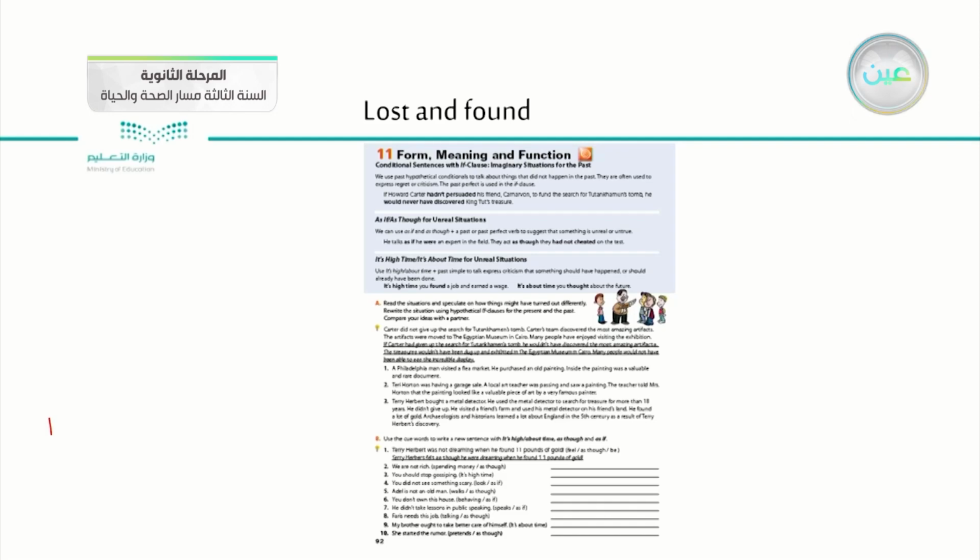Today we have the 11th skill or the 11th part in this unit, which is form, meaning, and function. In this lesson, we usually have some grammatical rules, some expressions or phrasal verbs that we learn how to use. We usually try to integrate all these pieces of information and ideas together so we can make something new out of them.